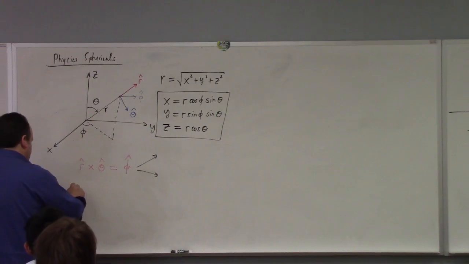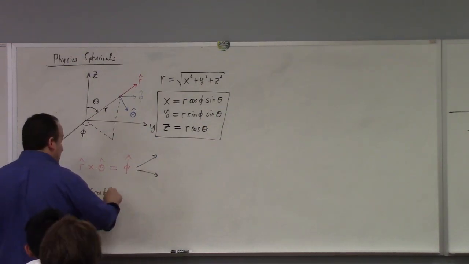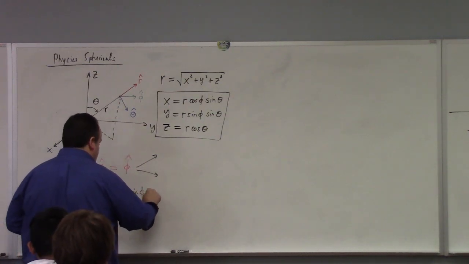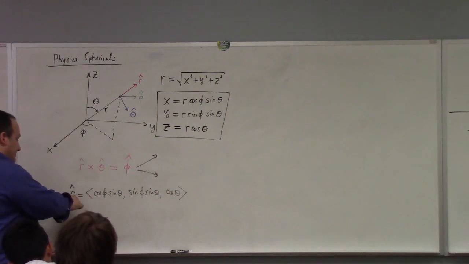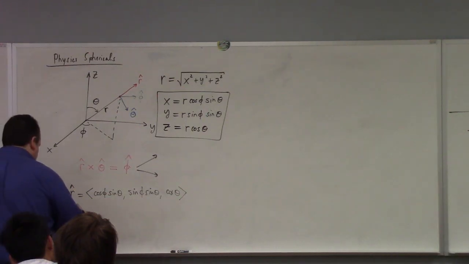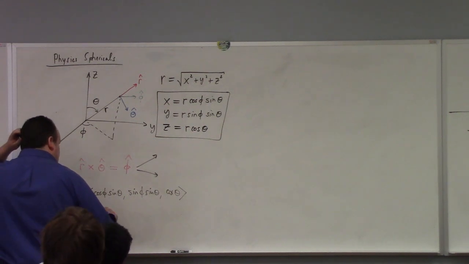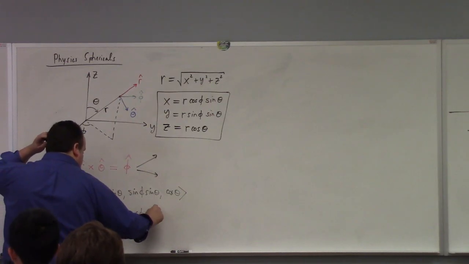For example, r hat is cosine phi sine theta, sine phi sine theta, cosine theta. That's r hat. All right. Phi hat, I also know phi hat is, goodness, I think it's minus sine phi, cosine phi, 0.